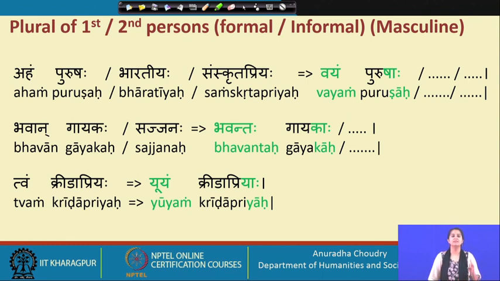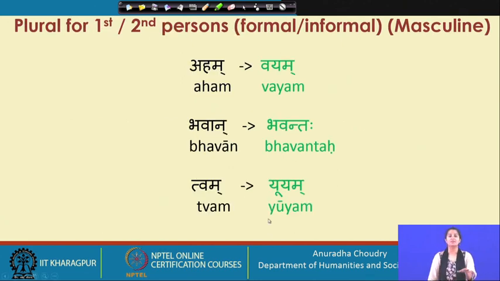The second person is Tvam. So Tvam becomes Yum. Say that. Yum. You see, there are certain similarities with the English also. We had Vayam, where English has the we, and in Sanskrit it is Vayam. Now we have the word Yum to indicate plural second person, and the English is the you. Alright, so we have Tvam Krida Priyaha, Yum Krida Priyaha.